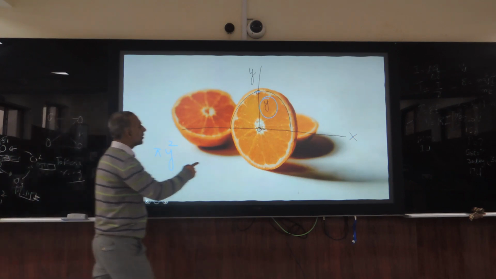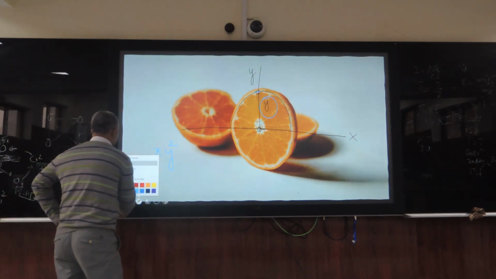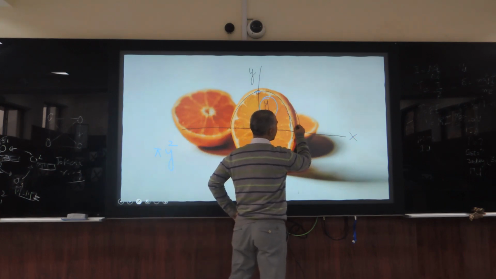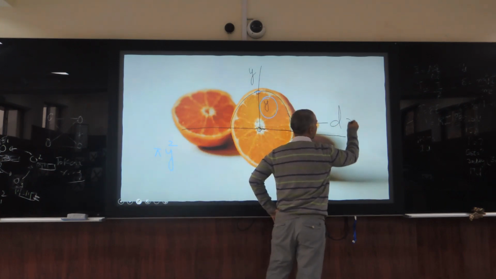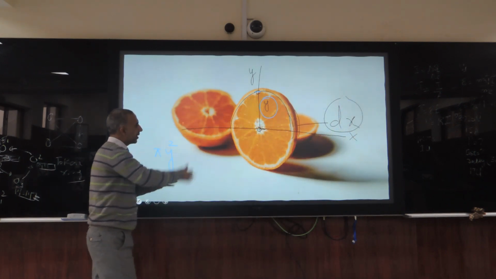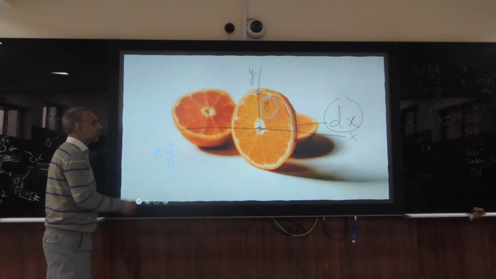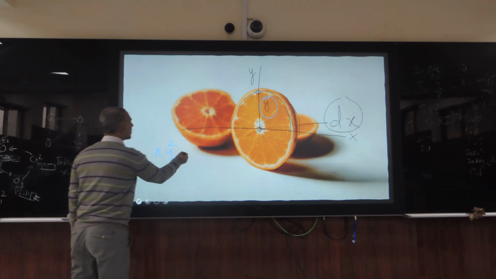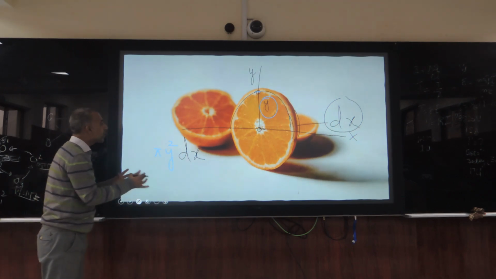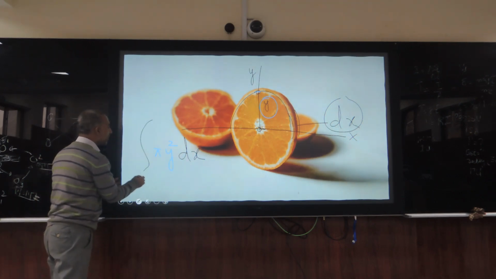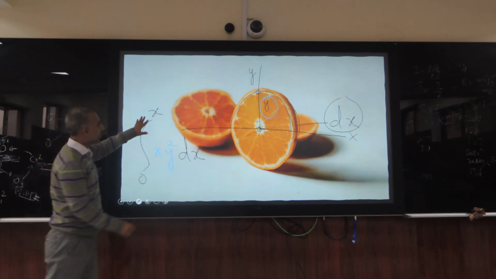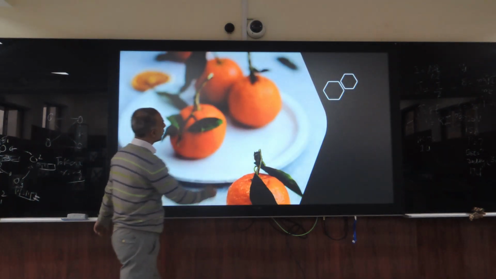And what's the thickness of this slice? The thickness of this slice along the x-axis is represented as dx. Because we are partitioning one orange into too many slices, the thickness is dx. If we want to add up all the slices of the orange, what do we need to do? We need to add up from 0 to the total length.